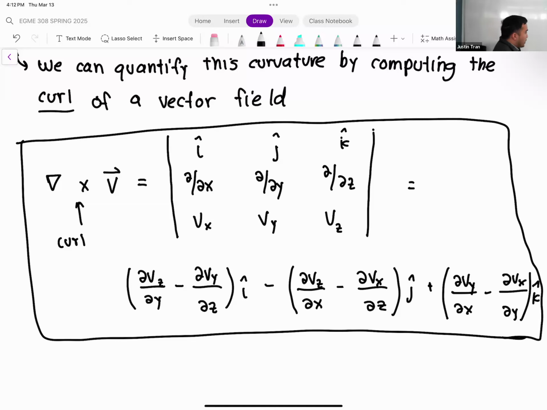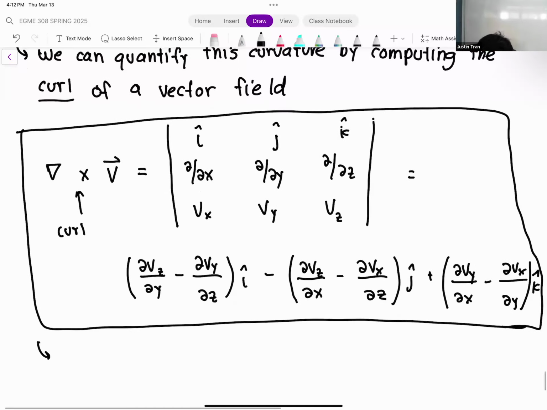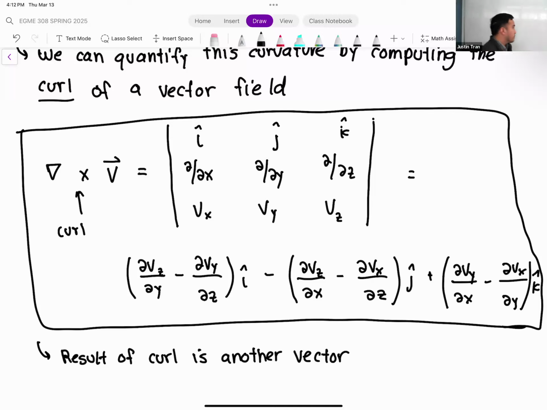So the curl is a bit cumbersome to compute just because there are a lot of partial derivatives. But what you can see here is that when you take the curl of a vector field, you actually get another vector. That's the whole point of taking a cross product. So the result of a curl is another vector, and the direction of that vector is very important because it tells you the axis about which you're rotating.